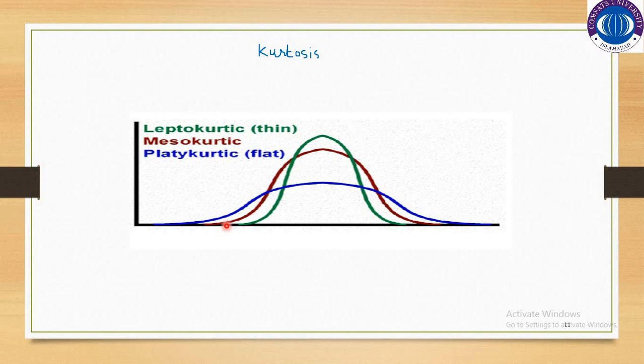And this blue one is the more flat one, so we will call it platykurtic. And this one is the moderate one, so we will call it mesokurtic. And this green one is the thin one, and it has the highest peak, so this one is the leptokurtic. So whenever you find out the degree of peakness of the data, whether your data is of leptokurtic type or mesokurtic or platykurtic, you need to find out the kurtosis of the data.